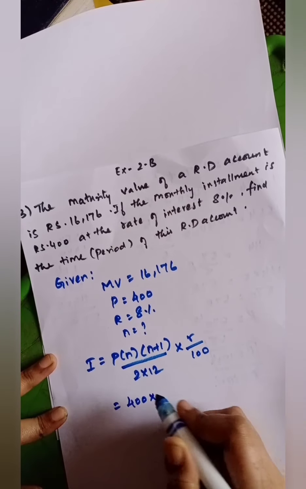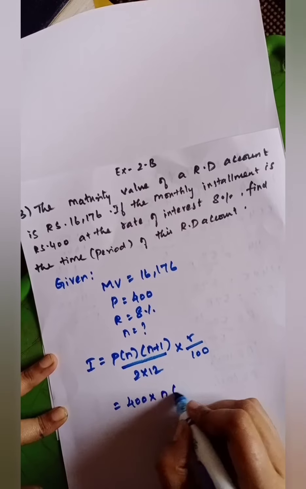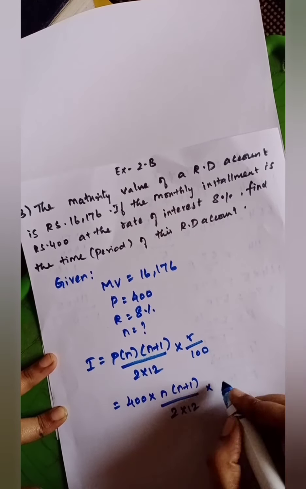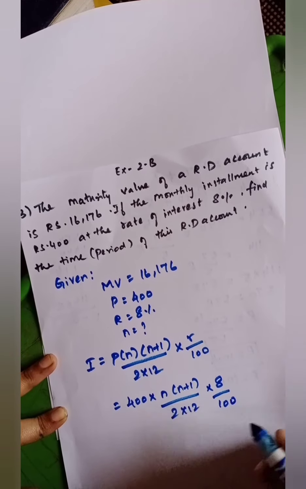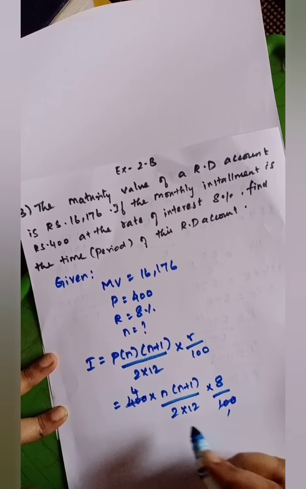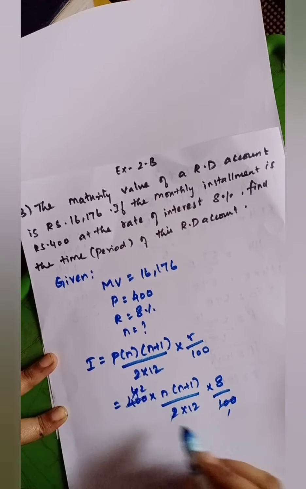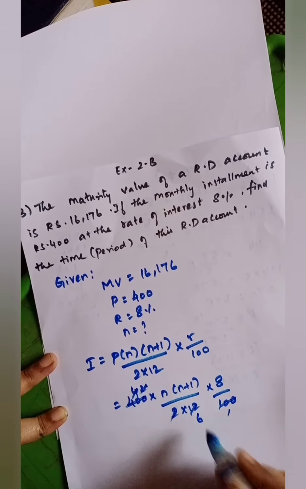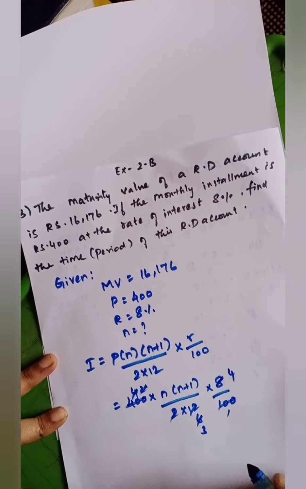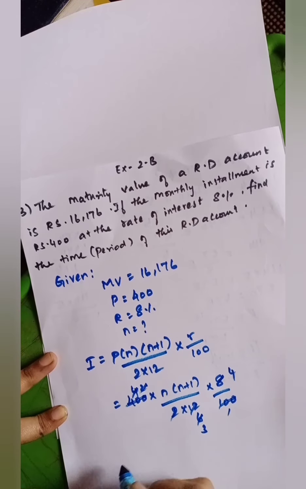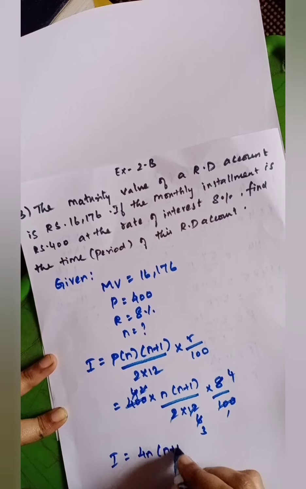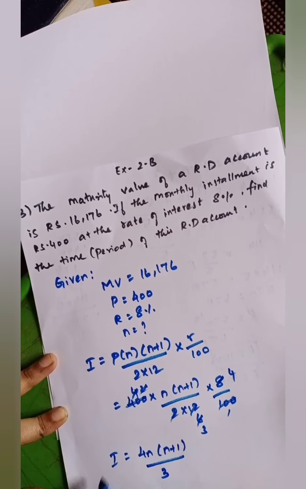400 into N plus 1 divided by 2 into 12 into 8 divided by 100. We want to cancel this. 100 ones are 100, 100 fours are 400, 2 ones are 2, 2 twos are 4, 2 sixes are 12, 2 threes are 6, 2 fours are 8. Therefore, I equal to 4n into n plus 1 divided by 3.